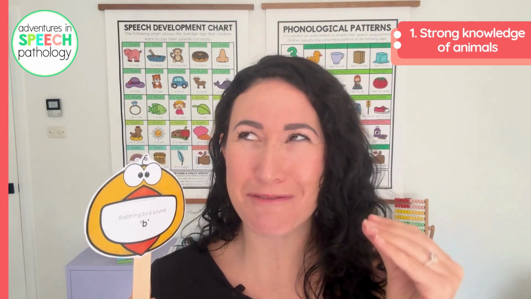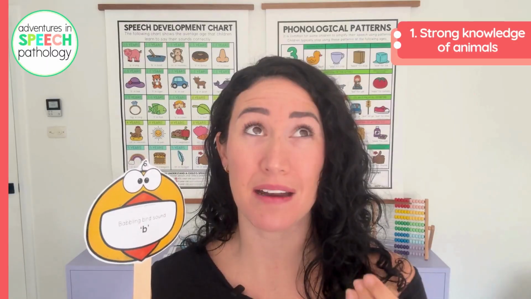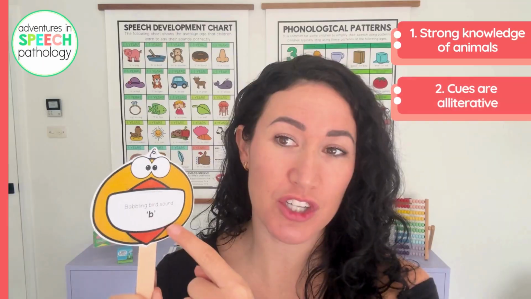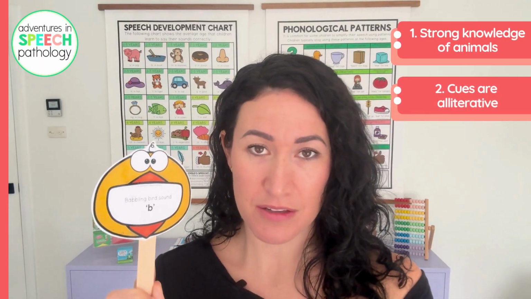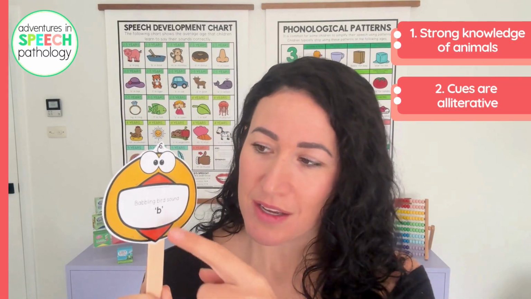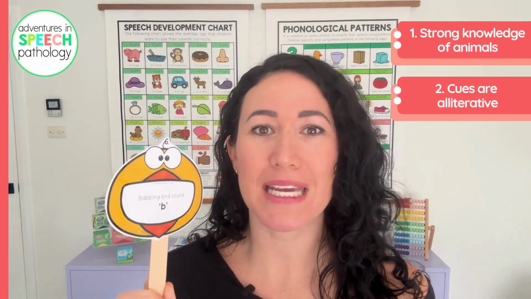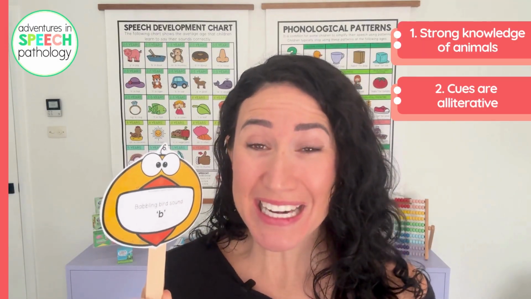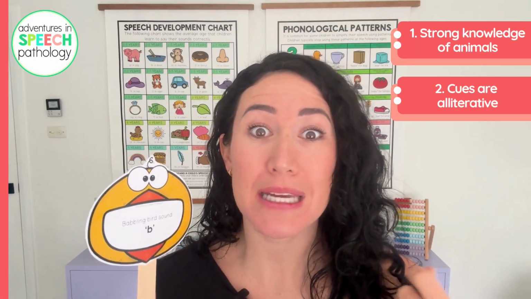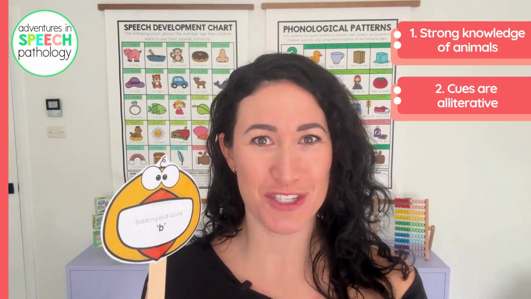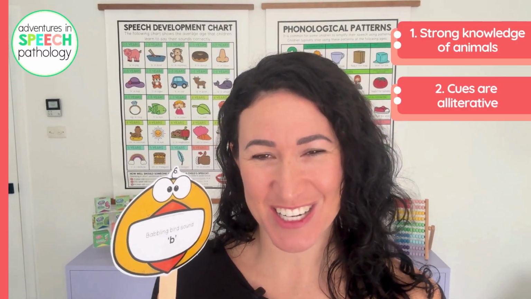Secondly, because I love forward thinking and I love thinking about sound awareness or phonological awareness, you're going to find that a lot of our cues are alliterative. So they feature that sound that we are targeting multiple times. So for this one, babbling bird, there's quite a few b sounds in there. So when we say to the child, remember your babbling bird sound b, they have heard that b sound quite a few times, and that was very intentional.